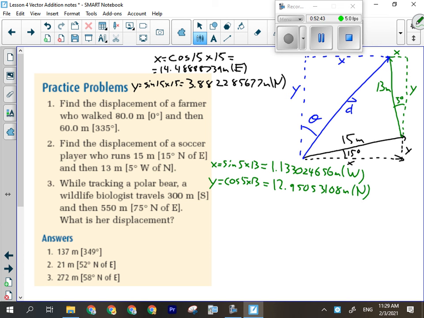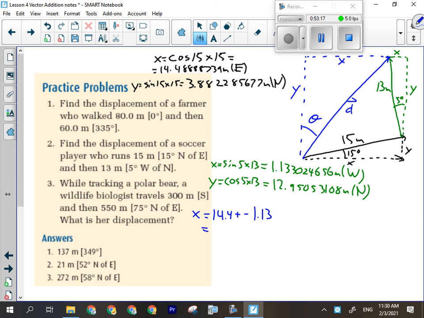Okay, so now that I've got those, now I can find blue x and blue y. Right? So blue x is going to be black x plus green x, but green x is west and black x is east. So I'm actually going to have to make the west one negative. So I'm going to have the 14.4, okay, plus negative 1.13. I'm going to put all the decimals in my calculator here, but I'm just not going to write them all down.